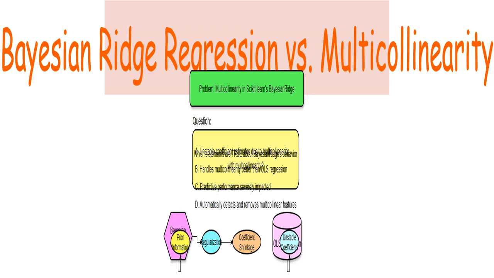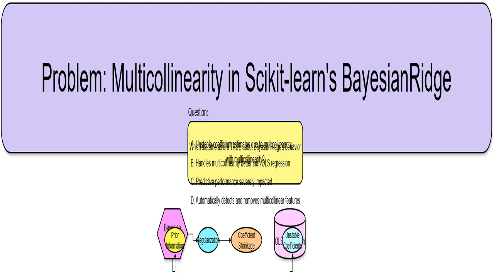I'm comparing how Bayesian-Ridge regression handles multicollinearity, which is when several features in your dataset are highly correlated. We'll see how it stacks up against ordinary least squares, OLS, regression. I'm looking at a problem where I'm using scikit-learn's Bayesian-Ridge for regression, and my data has multicollinearity. Some features are strongly related. I want to understand how this affects the model's performance and its coefficient estimations.